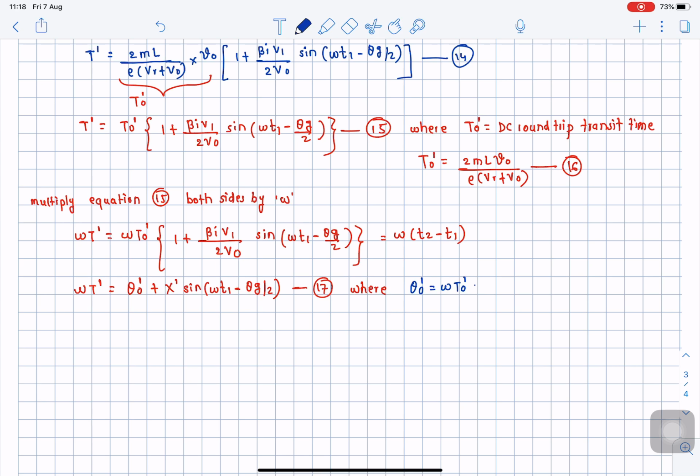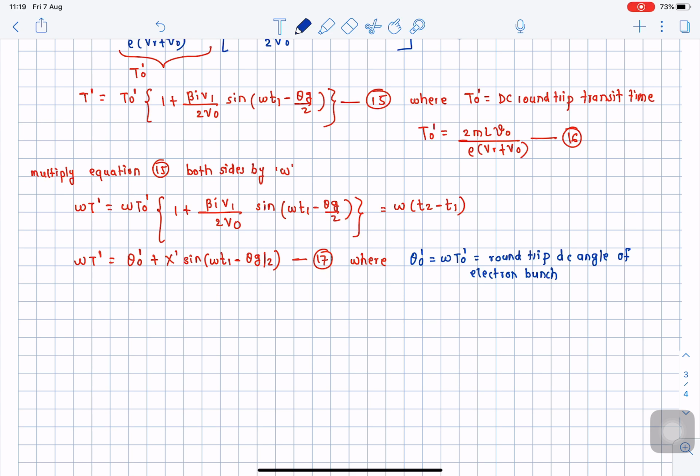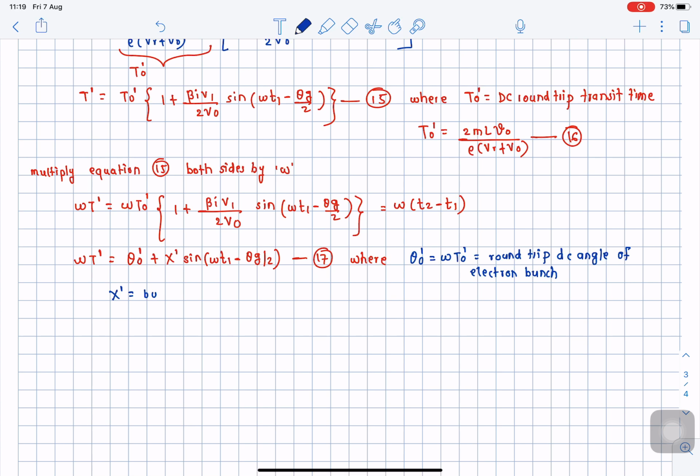This indicates the round trip DC angle of the electron bunch. So theta 0 dash indicates the round trip DC angle of the bunch of electrons. And what is x dash? Here x dash represents the bunching factor for Reflex Klystron. So x dash is the bunching factor of the Reflex Klystron tube.